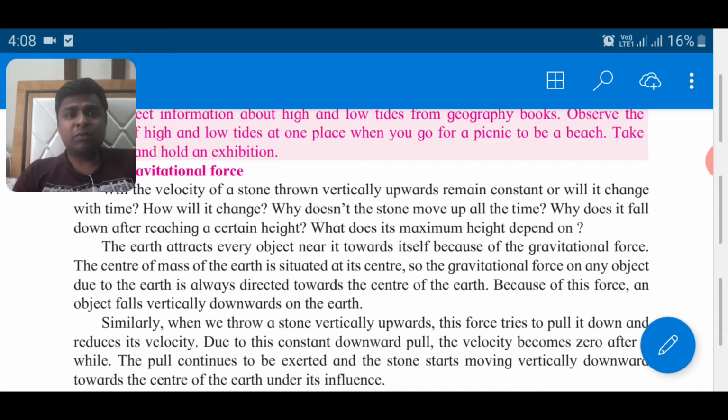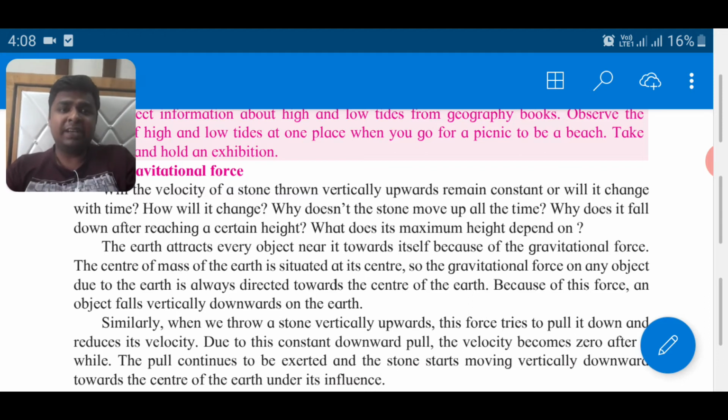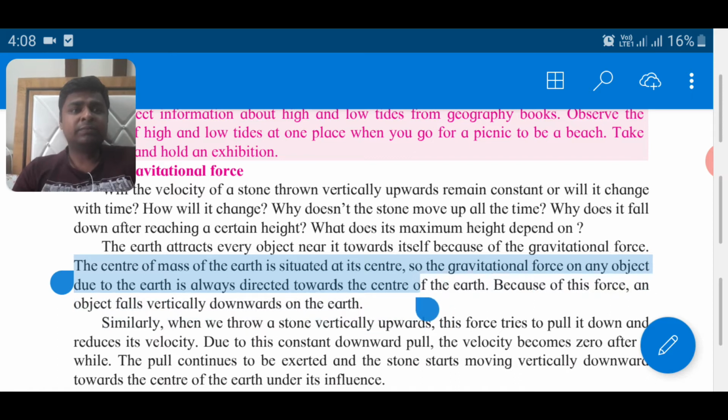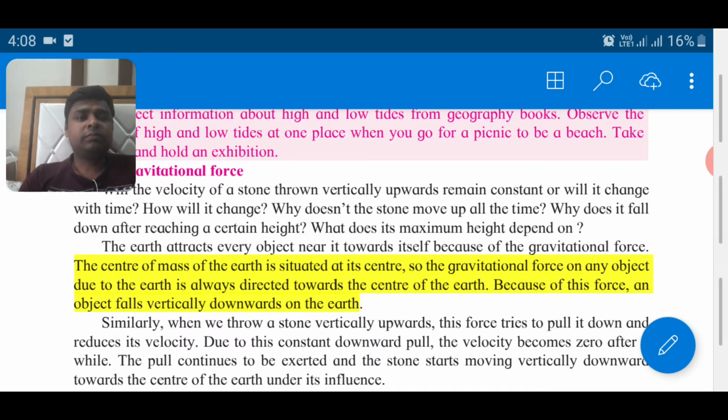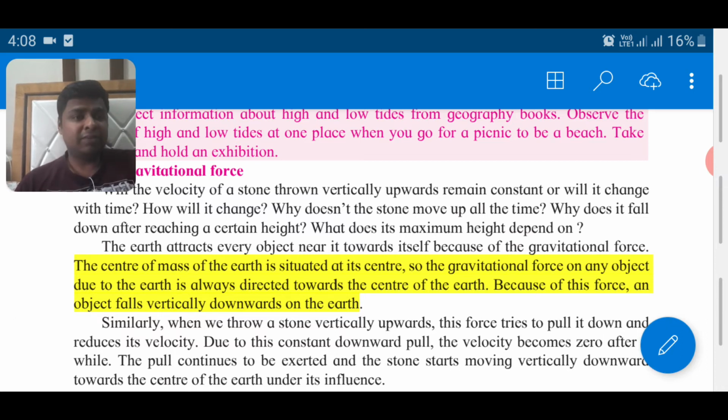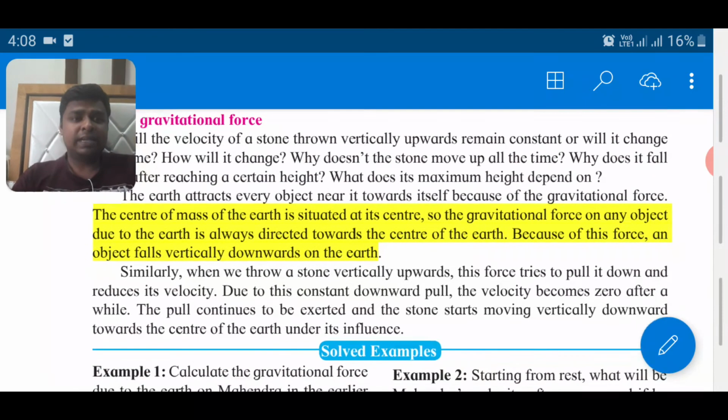Now whenever there is a force, there has to be acceleration, and the acceleration due to earth's gravity is called acceleration due to gravity. Observe this, I will mark it. The center of mass of the earth is situated at the center, so gravitational force acts on all objects on earth, and because of this force, objects fall downwards towards the center of the earth. Downward means towards the center of the earth. So whenever we throw anything upwards or downwards, it comes towards the center, remember.